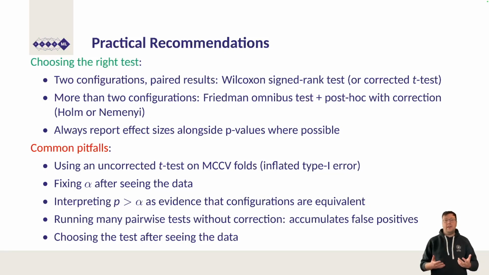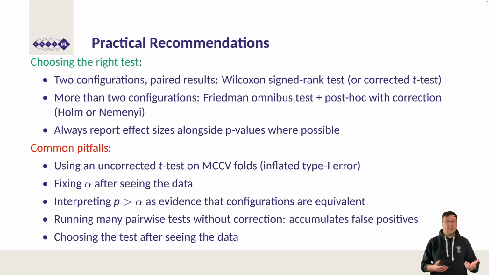Let me close with practical guidance on choosing and applying these tests. For comparing two configurations with paired results, for example across folds or datasets, the Wilcoxon signed rank test is the robust default. If the normality assumption is plausible and the folds are treated as approximately independent, the corrected t-test of Nadeau and Bengio is also appropriate. For more than two configurations, always begin with the Friedman omnibus test. Only proceed to pairwise post-hoc comparisons if Friedman rejects the global null. Apply multiple testing correction. Holm is a good default, and report effect sizes along with p-values wherever possible.